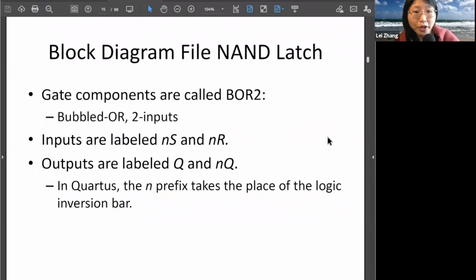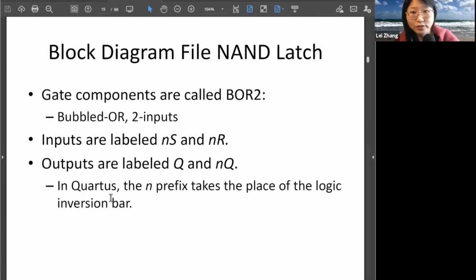For the block diagram file for the NAND latch, we have the inputs labeled as NS, that's actually S over bar. NR is the R over bar, which we have already seen in the previous slides. Outputs are labeled Q and Q naught, that's Q over bar.